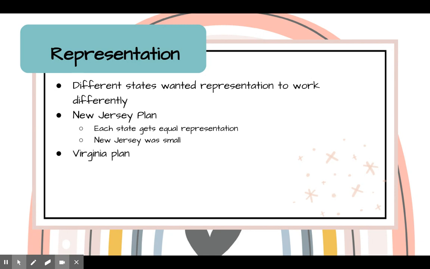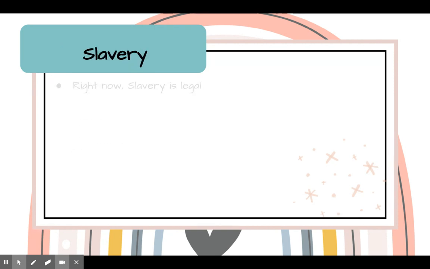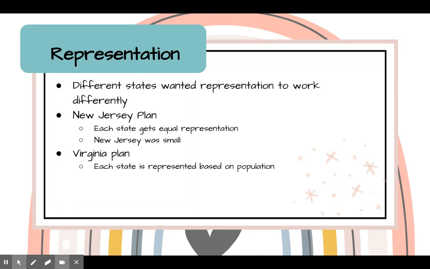Virginia's like, whoa, that's not okay. We don't want this. Each state should be represented based on population. So we're biggest, we want the most representatives. Anyway, they come up with a compromise.